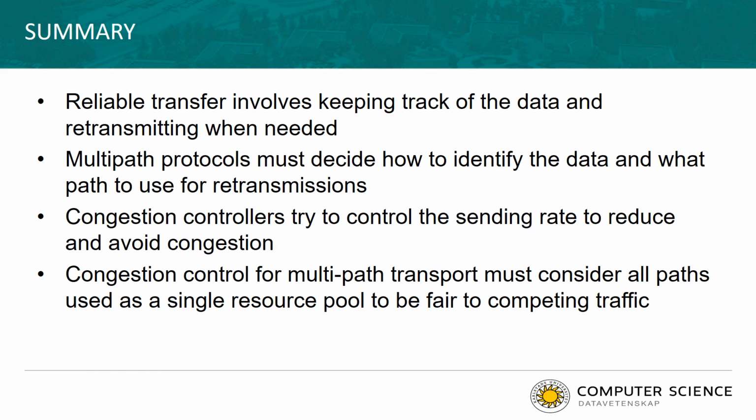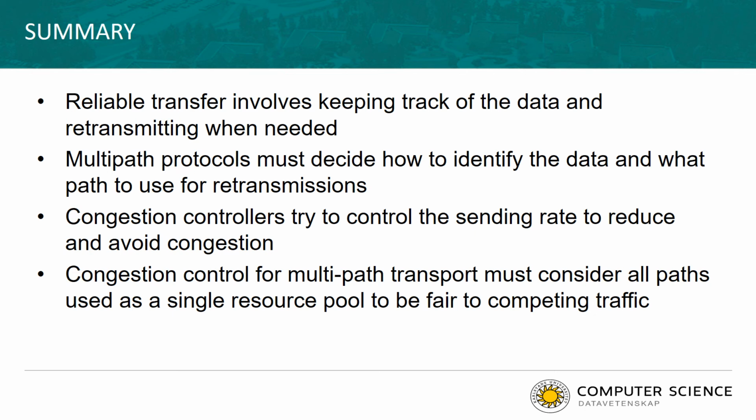So to summarize, we have covered two key concepts in this lecture: reliable data transfer and congestion control. To provide reliable data transfer, we need to keep track of the data, and we need to make sure that if some data is lost in the network, it is retransmitted. In a multipath context, we then have to decide how to manage our sequence number space to identify the data. Do we have a sequence number space both on the connection level and on the subflow level, or is it enough to just have one on the connection level? And when we have a data loss in the network, what paths do we use for retransmissions?